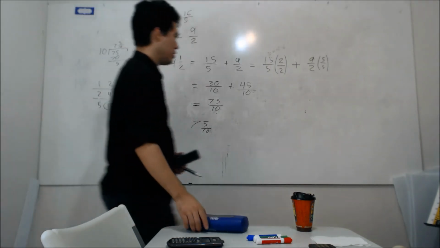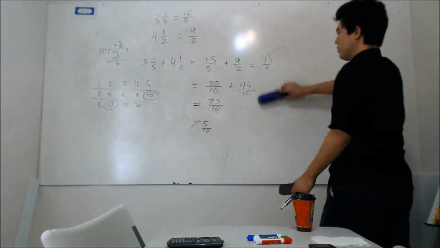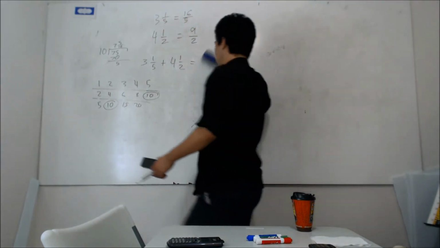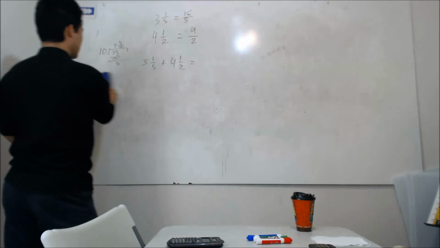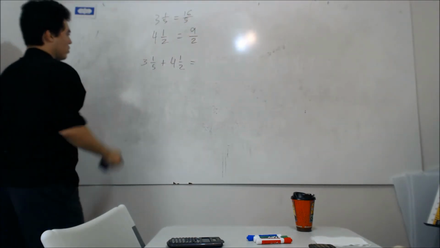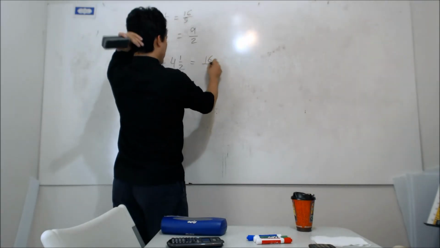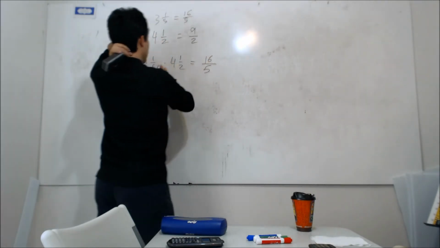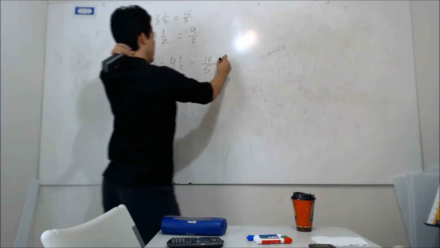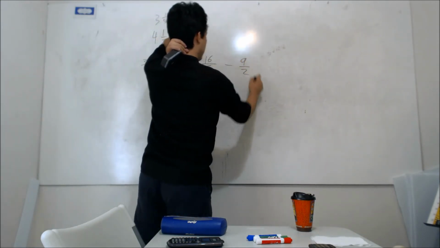Okay, perfect. Beautiful. And we can subtract them using the same technique. All we do, when we would do it again, 16 over 5. Let's say we were subtracting this. We're subtracting this, so 16 over 5 minus 9 halves.